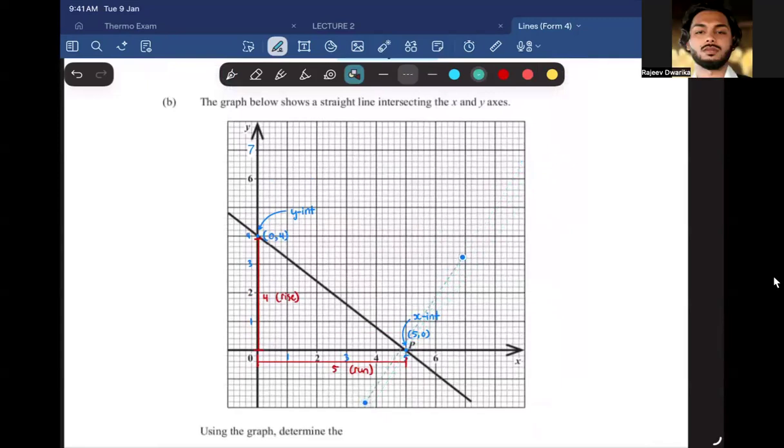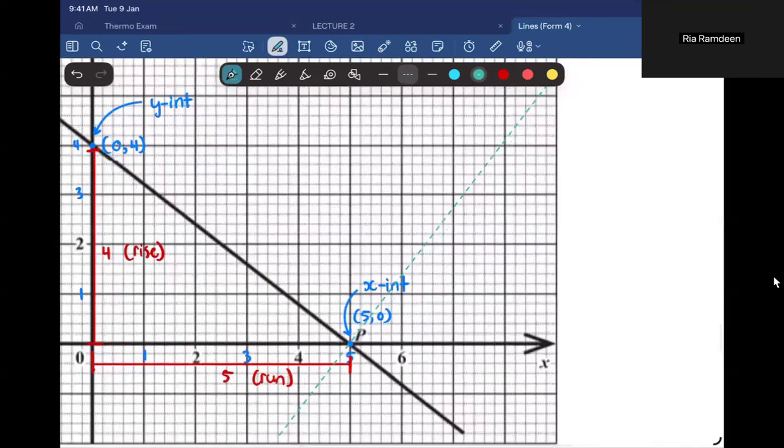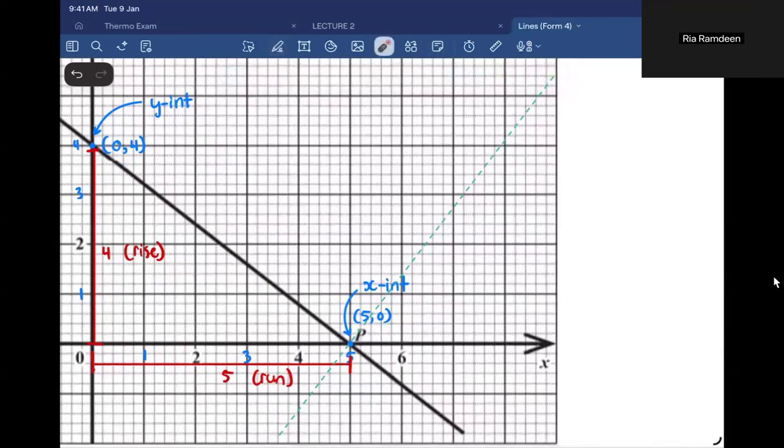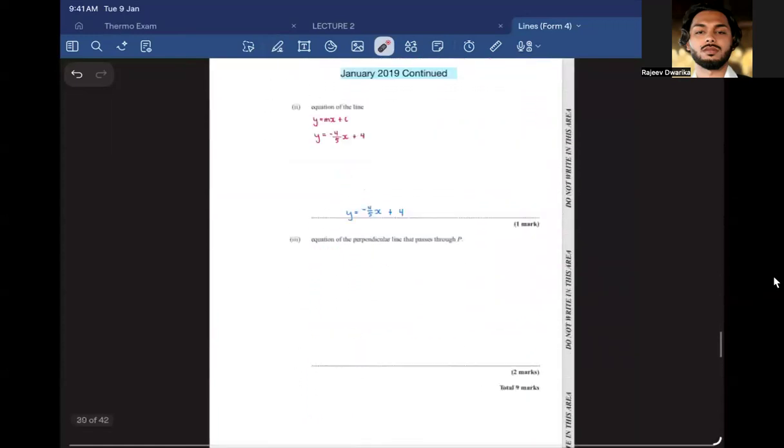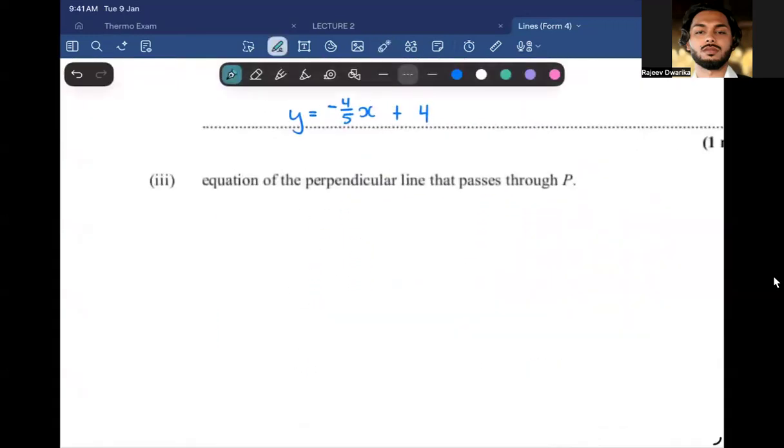So, you see that line I just drew? That's the line they want us to find the equation for. It's passing through point P. Let's take note of that. Point P was 5, 0, wasn't it?